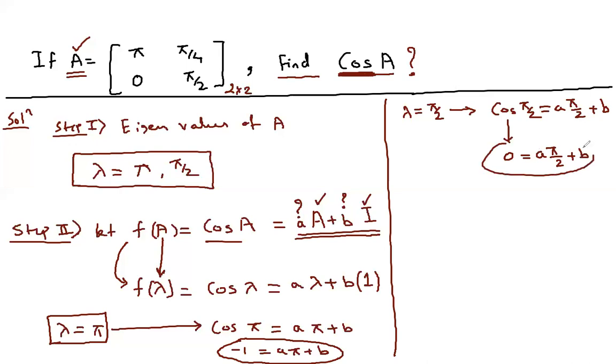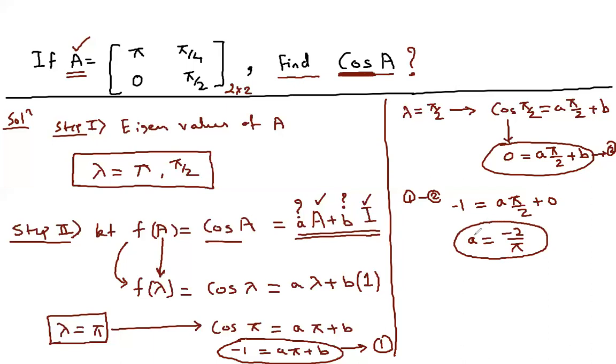Now, you can clearly see that we have two equations here, one is this and the other is this. There are two equations and we have two unknowns also. So you can simply do equation 1 minus 2. If we subtract the two, you will do minus 1 minus 0, which is minus 1. A pi minus A pi by 2 is A pi by 2. And when you do B minus B, that is just 0, right? So I got this. From this, I will say A is equal to negative 2 by pi. And there we found the value of A.